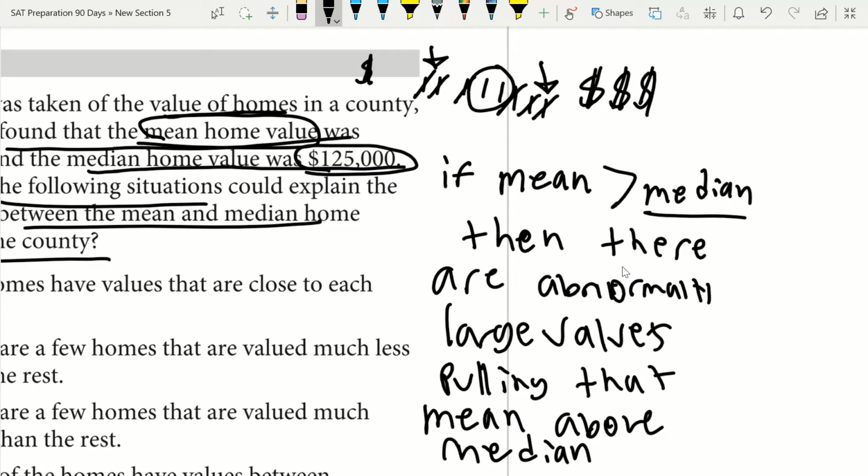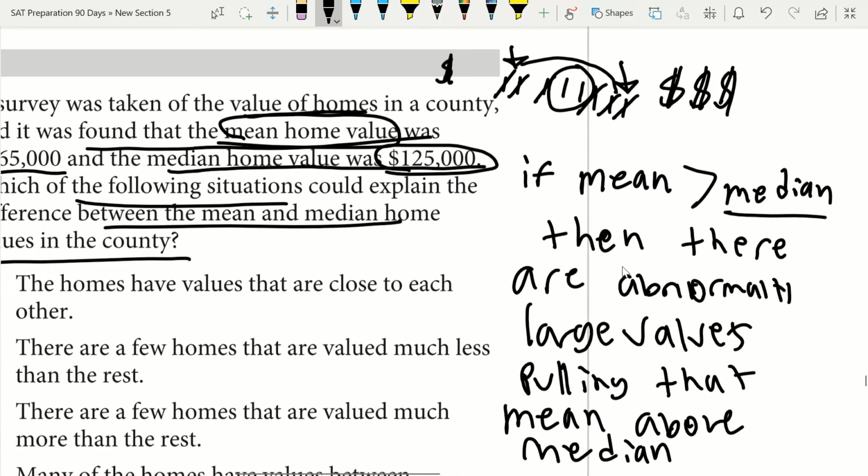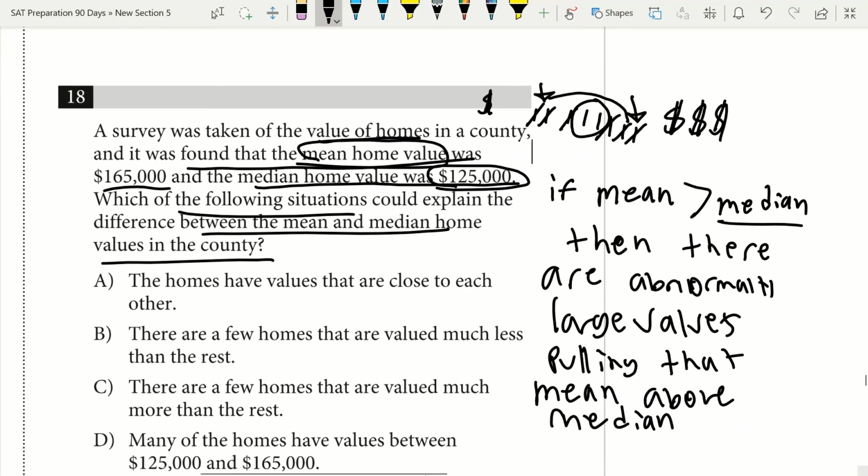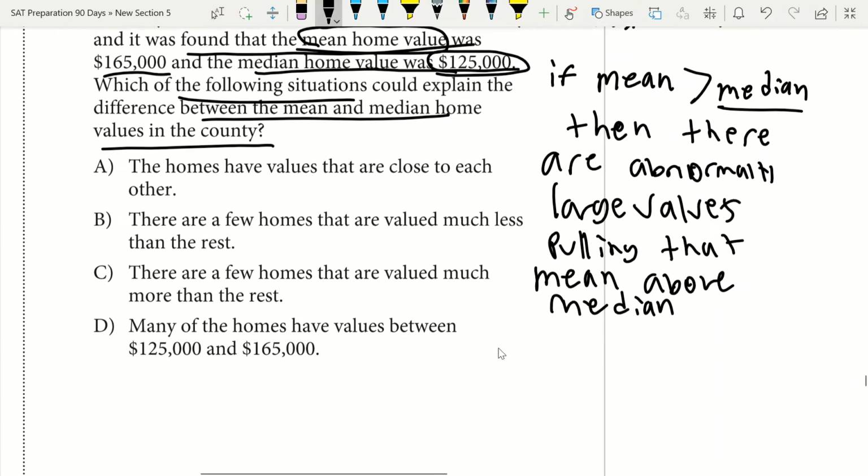And say the median was like all of these other homes were only worth $100,000, right? All of those first 7, but this last one was worth, say, $10 million. That's going to pull that mean way up, but it won't really affect the median. So what that's telling us when the mean is higher than the median is that there are going to be a few homes that are worth a lot more than the rest. Right, so that's going to be answer choice C there.